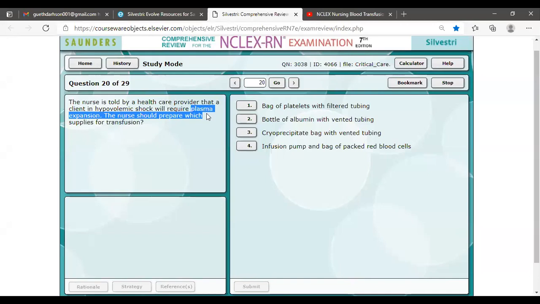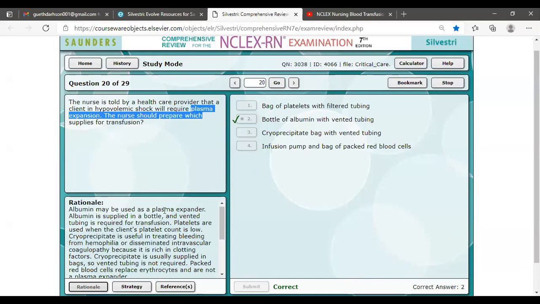This is the note we learn from here. And it must be vented tubing, right? Infusion pump and bag of packed cell. No. For plasma expansion, we always use a bottle of albumin with a vented tubing. This is our answer. What is the explanation?